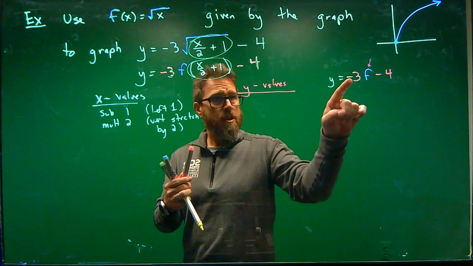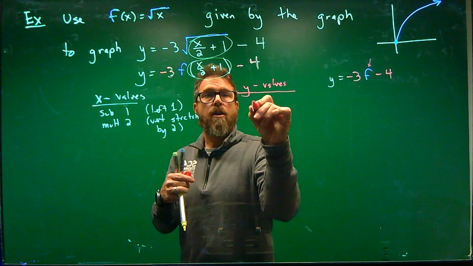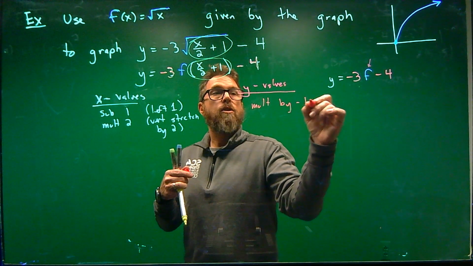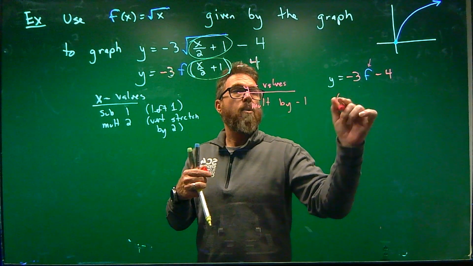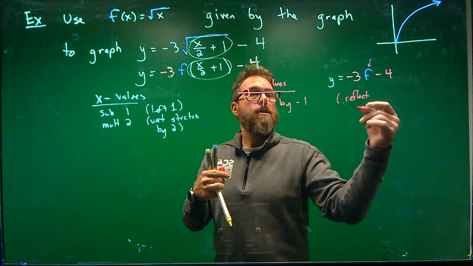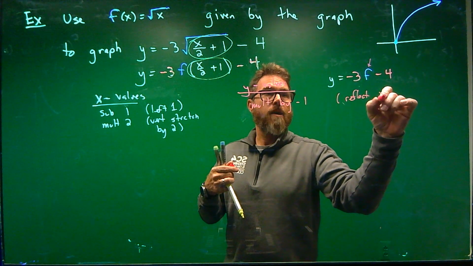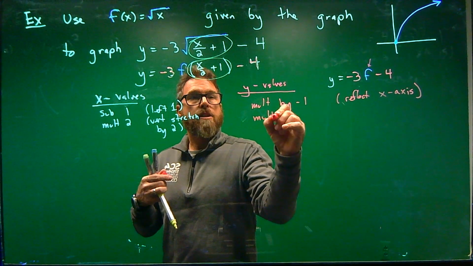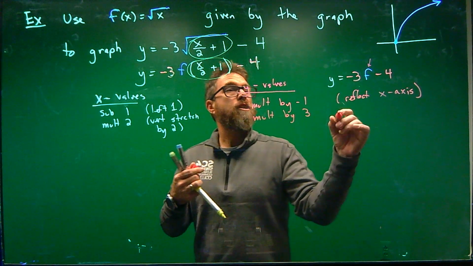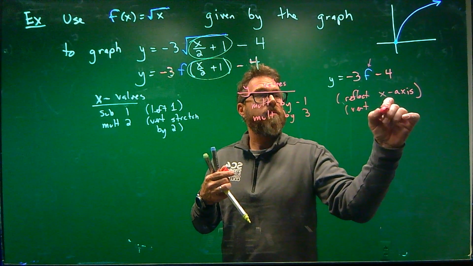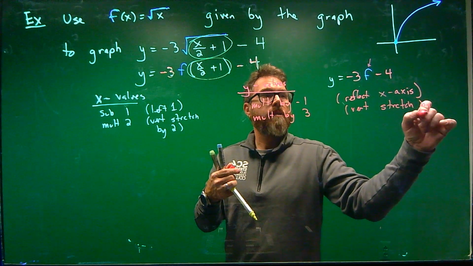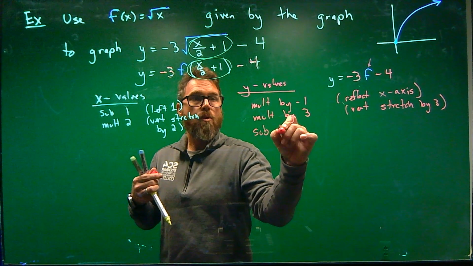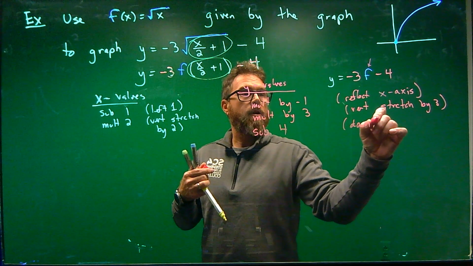Now, this multiplication, this negative sign, really is a multiply by -1, which really represents a flip or a reflection. So remember, this is a y move, so it's going to be a reflection about the x-axis. Now I'm also going to have to multiply this by 3, which is going to be a vertical stretch by 3. And then finally I have to subtract 4, which means I'm going to go down 4.